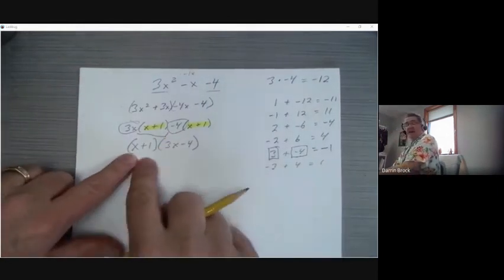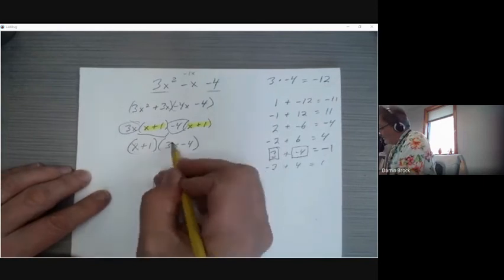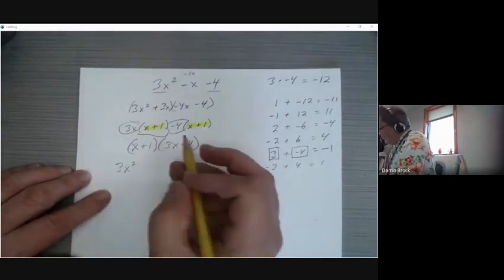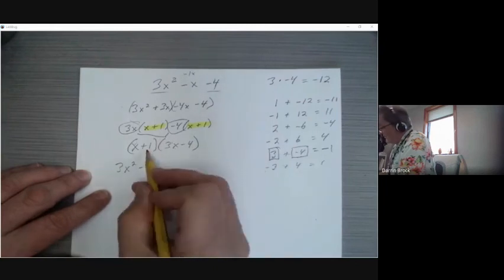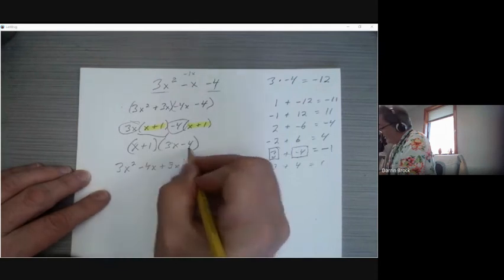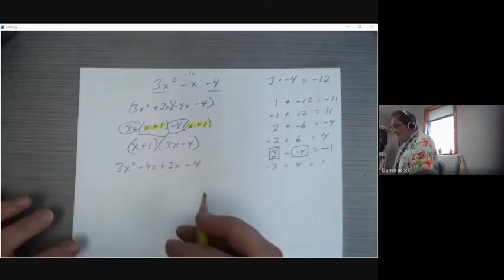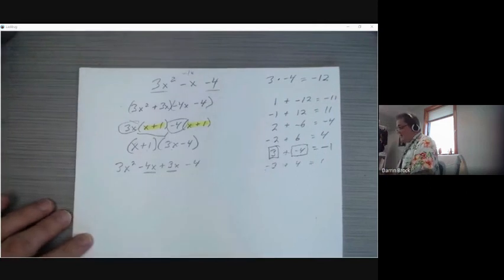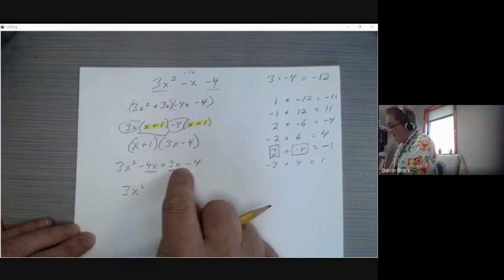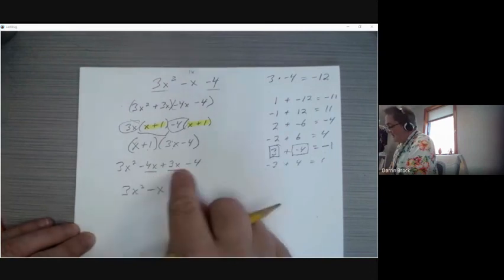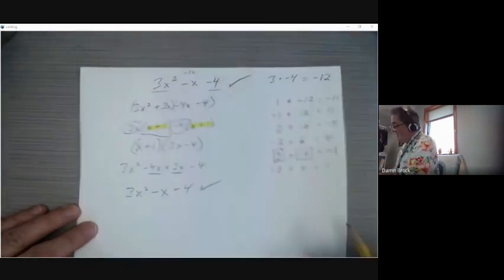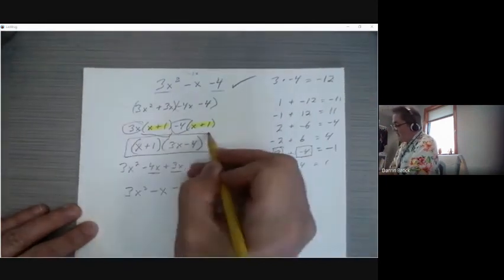Let's multiply these back together to see if it was correct. X times 3x is 3x squared. X times negative 4, negative 4x. 1 times 3x is 3x. 1 times negative 4, negative 4. This simplifies, right? Like terms. 3x squared. Negative 4x plus 3x is a negative x, minus 4. We're back to the original. So these are the factors.